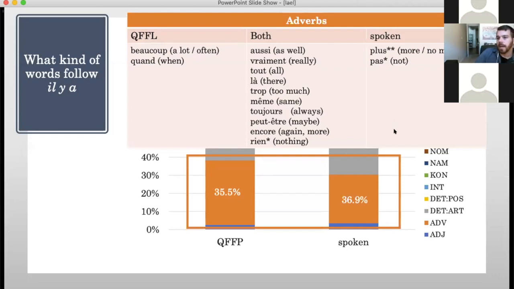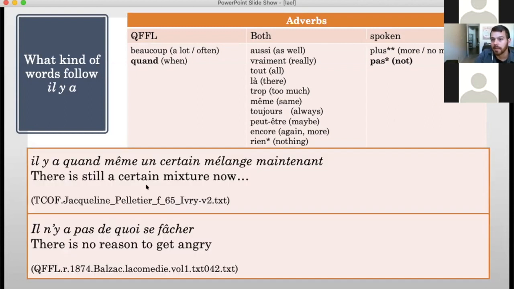And adverbs make sense as well because they would normally go right after the verb phrase in French. And so, yeah, this makes sense. Some of these are adverbs of negation as well. Looking at a couple of examples, we do see one exception to that, and that is quand même, which is an idiomatic phrase, which is like still or even though.